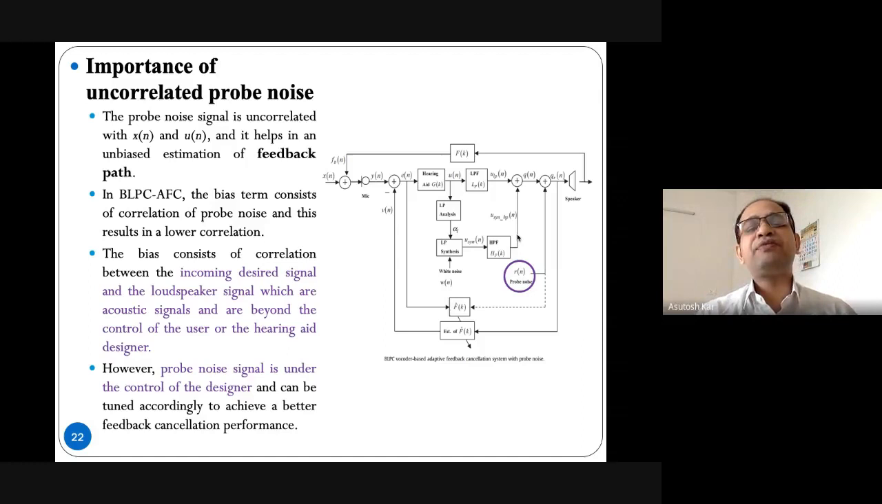So in this research, at the end, before winding up the BLPC vocoder based work, I would like to show that this probe noise approach, what it does is uncorrelate. Therefore, its name is importance of uncorrelated probe noise. What it does, it decorrelates. What does it decorrelate? It decorrelates QR of N with XL.